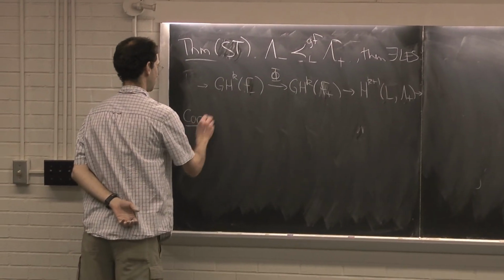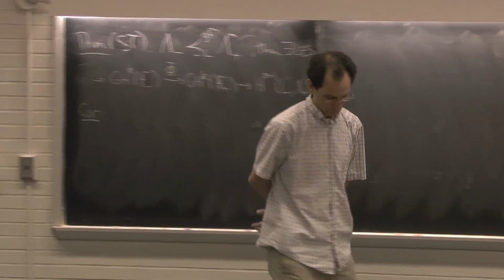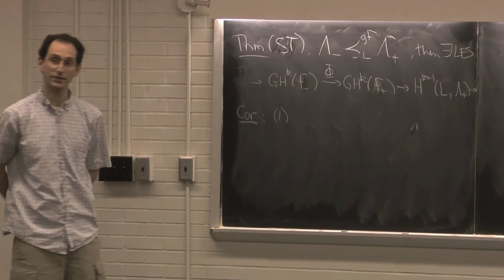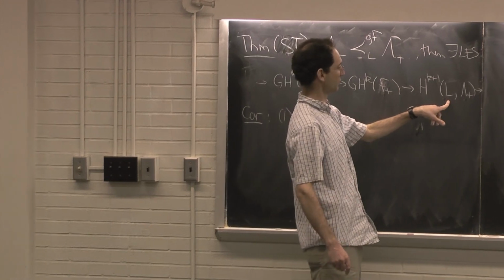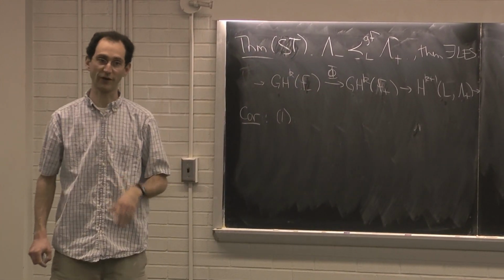And here are two immediate and quite fun corollaries. So first of all, if you have a concordance, then this cohomology group vanishes, and it shows that the generating family cohomology is a concordance invariant.